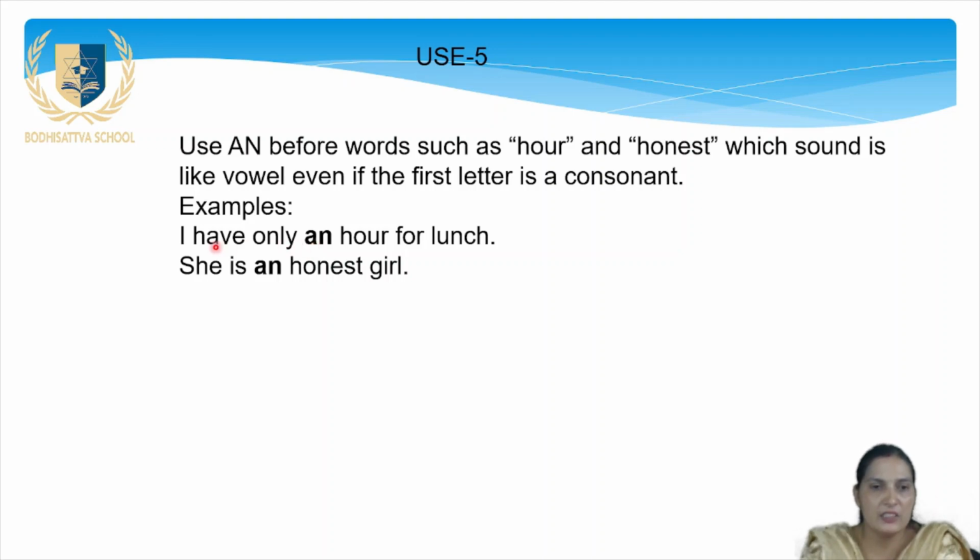And next sentence, look here. She is an honest girl. In this sentence also, the letter H is silent. So the pronunciation is "onest." Vowel sound. So here the article "an" is used.